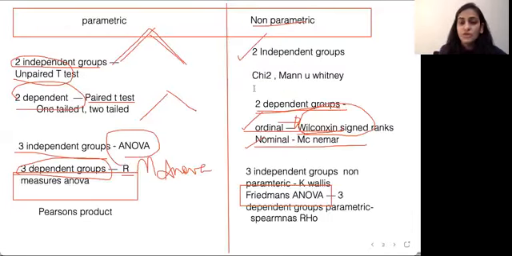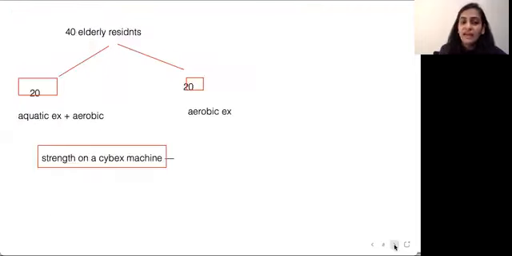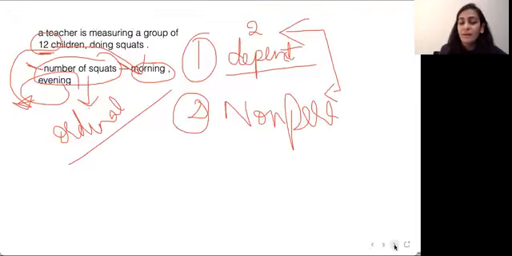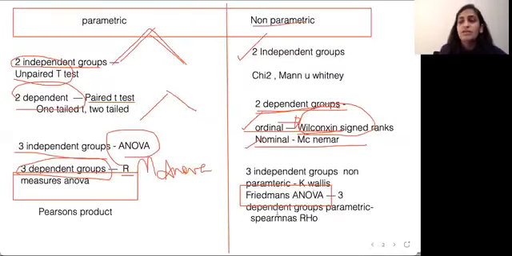First thing I want you all to do is make this table and memorize it: two independent groups, two dependent groups, three independent groups, three dependent groups, with parametric and non-parametric equivalents. Then always go step by step. Identify whether it is an independent or dependent group, whether it is parametric or non-parametric, and the number of groups. If you can identify this from the question and you know this table, you're going to get these kinds of questions correct.